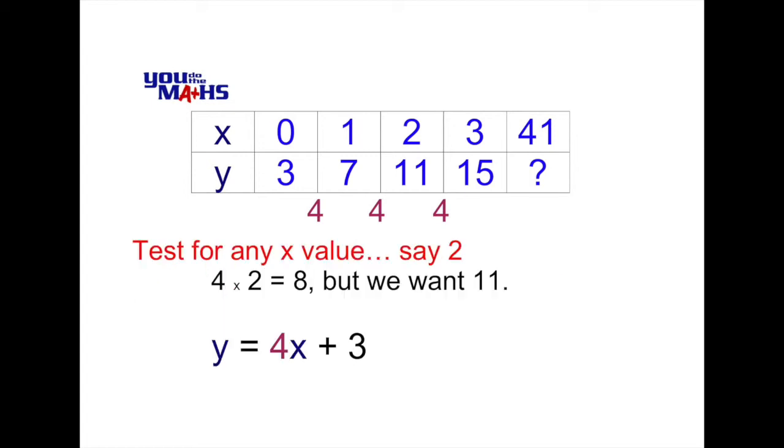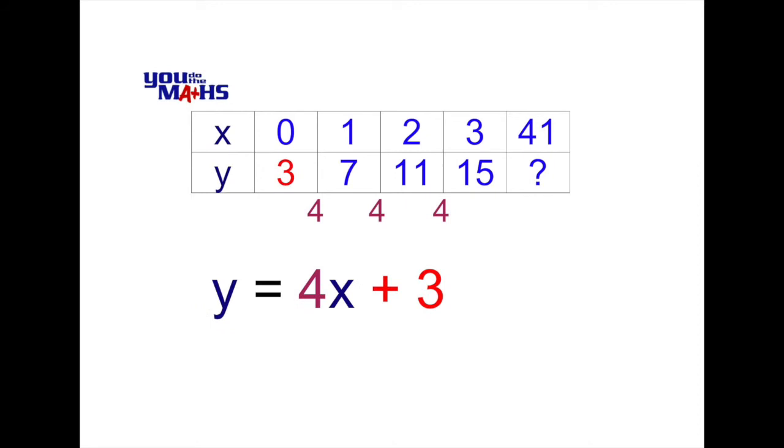And you can test that for any of the x values. You can sub in x equals 3, and 4 3s are 12, plus 3 is 15. So there's our rule, y equals 4x plus 3. Notice how the 4 corresponds with the first difference, and that's consistent all the way through. Notice how the 3 matches the x equals 0 value. So whenever we have x equals 0, the y value that's there is actually what we add on to adjust our rule.